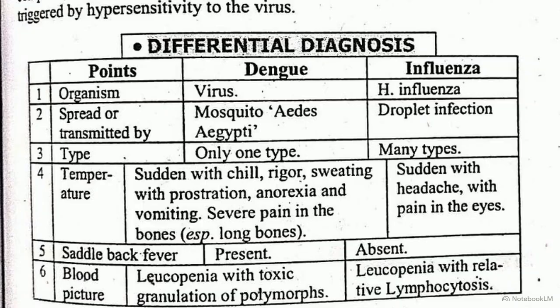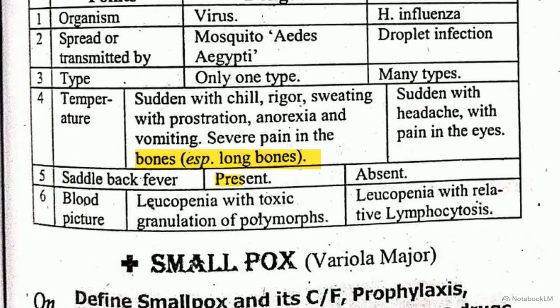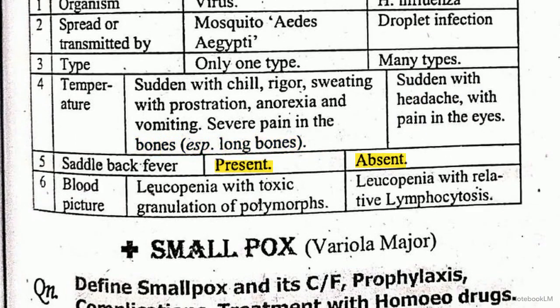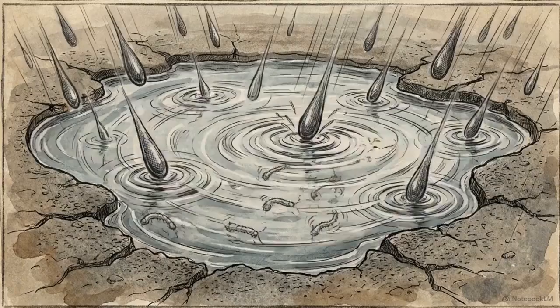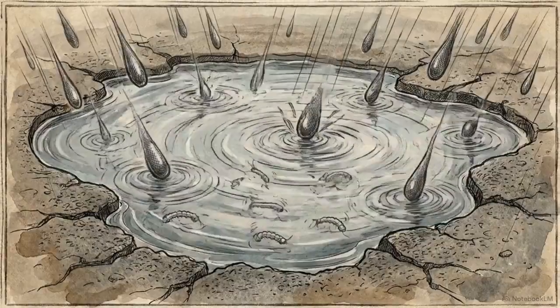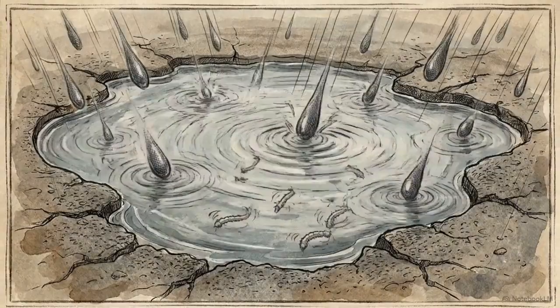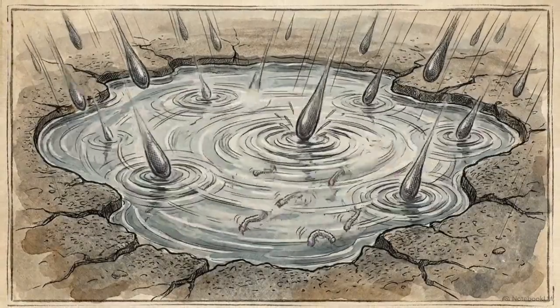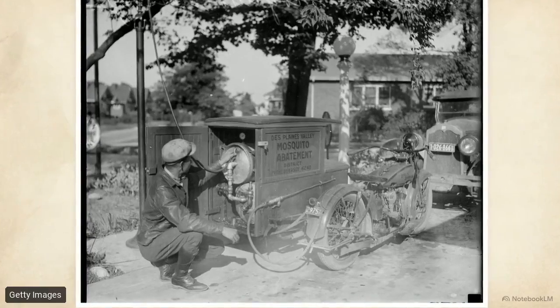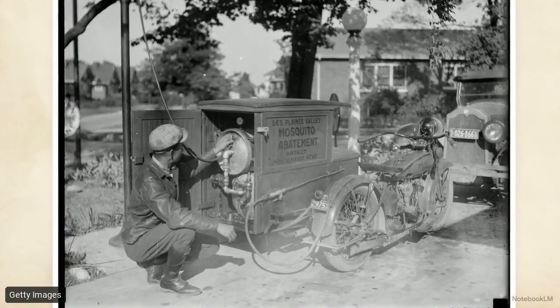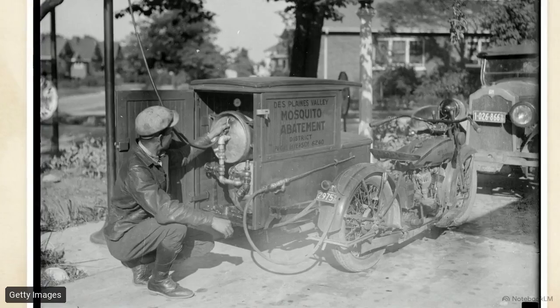This table compares dengue and its mimic, influenza. Influenza localizes pain to headaches and eyes, while dengue causes severe pain in the long bones. Finally, the biphasic saddleback fever is marked definitively present for dengue and absent for influenza. Because the disease is inherently viral, managing dengue must start long before the point of infection, focusing entirely on proactive environmental prevention. Public health efforts historically centered on breaking the chain of transmission by deploying mobile abatement teams to eradicate the mosquito vector in populated areas.